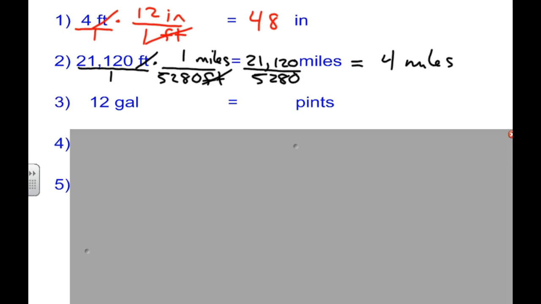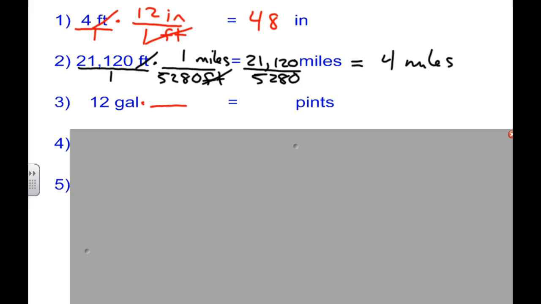Okay. Our next question is, how many pints is 12 gallons? We're changing from gallons to pints. So see if you can set that up. What did we just say we knew? But sometimes when we change from something to something, we have to take it through more than one factor. So, didn't we just say something about gallons and what? Quarts. Okay, so let's use that first.